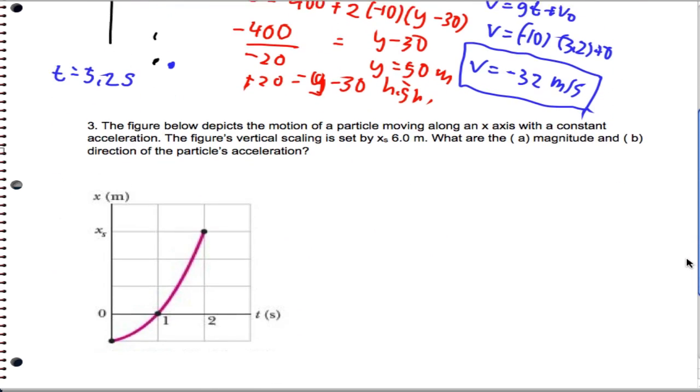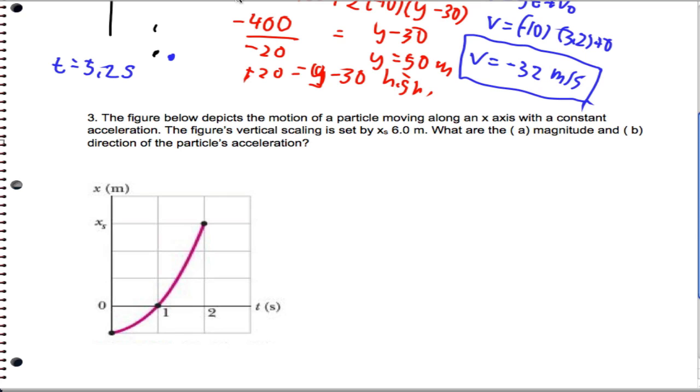All right. Now, the figure below, this is a really good question, because what it does is it forces you to think about the equation x equals 1/2 at squared plus v naught t plus x naught. So what we're going to do is we're going to actually sit around here and try to figure out how this graph applies to this equation here using a little bit of algebra.